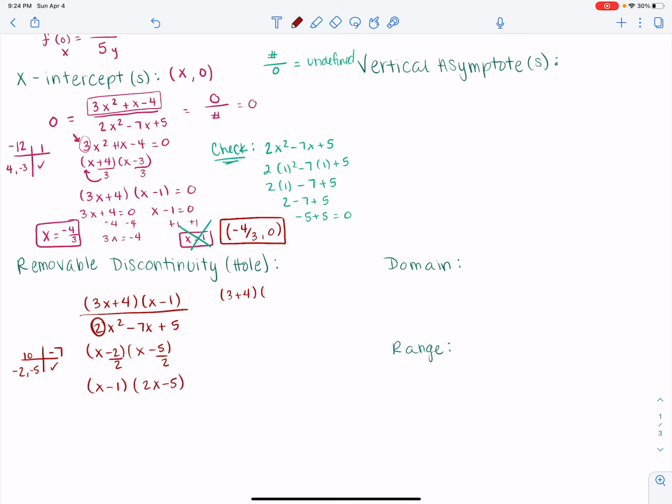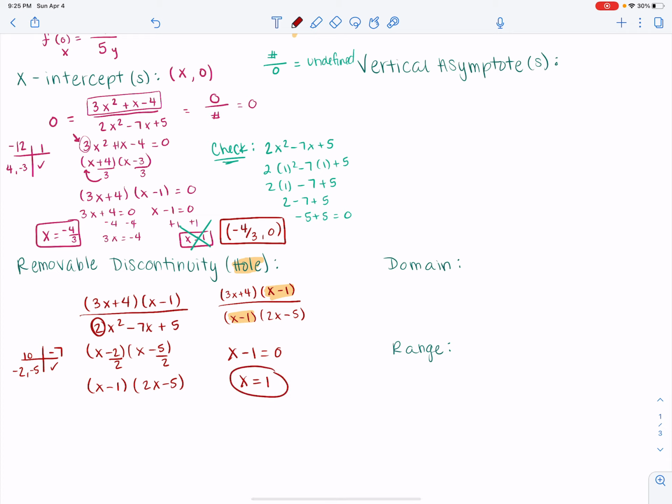So my numerator is 3x plus 4 times x minus 1. My denominator, that's hard to read, is x minus 1 and 2x minus 5. Now, when we're trying to find the hole, you want to see if you have anything that's the same. The removable discontinuity is the same as a hole. So I have x minus 1 in the numerator and the denominator, which means I have a hole where x minus 1 equals 0. So x equals 1 is where my hole falls, okay?